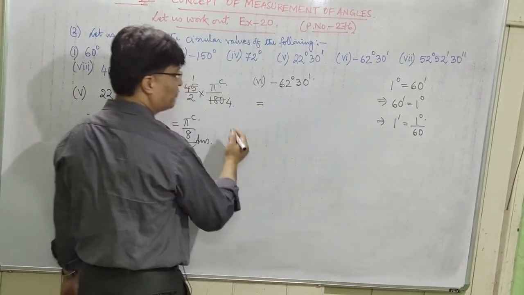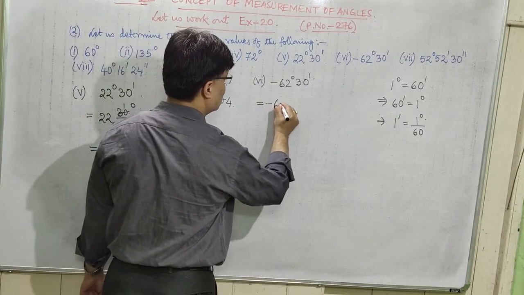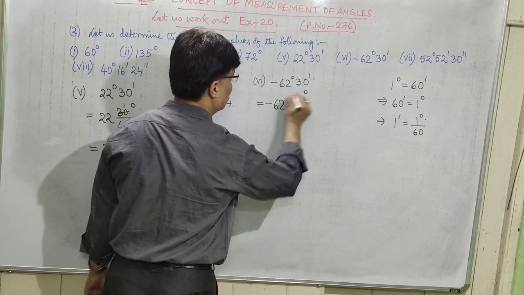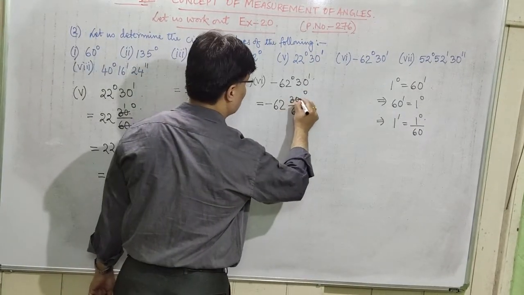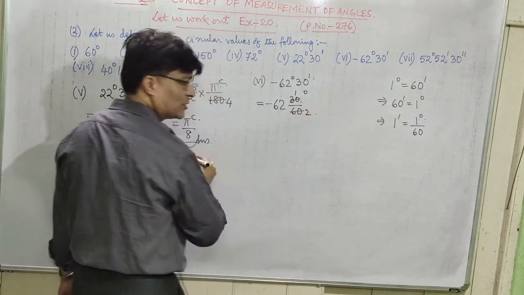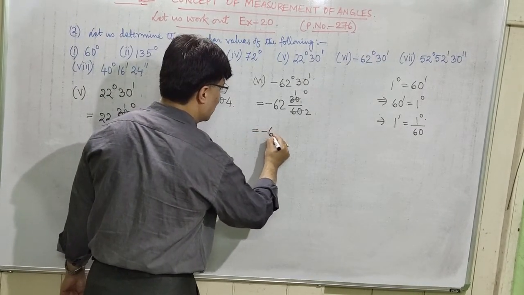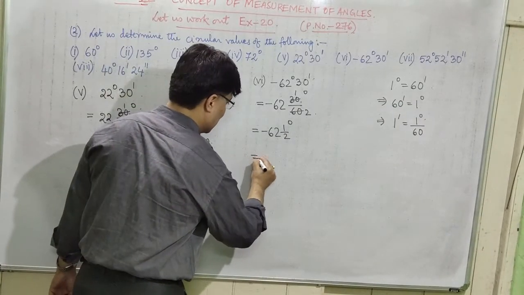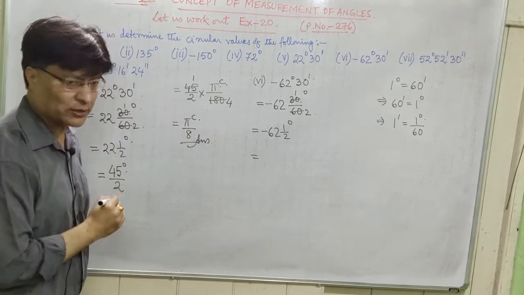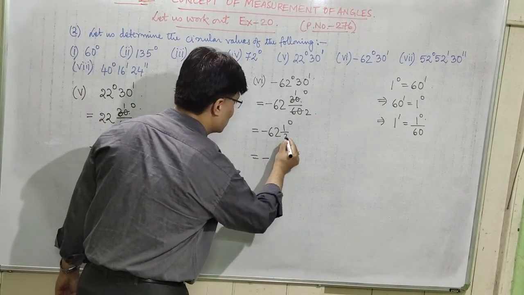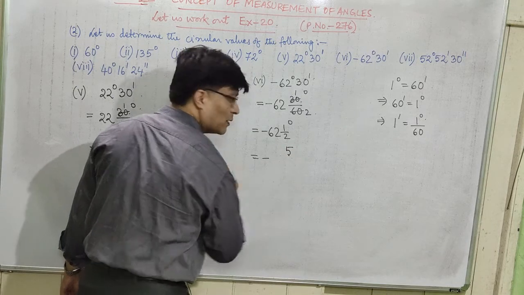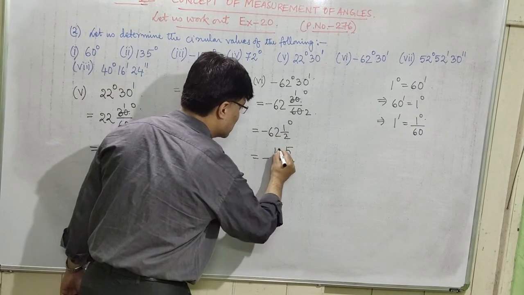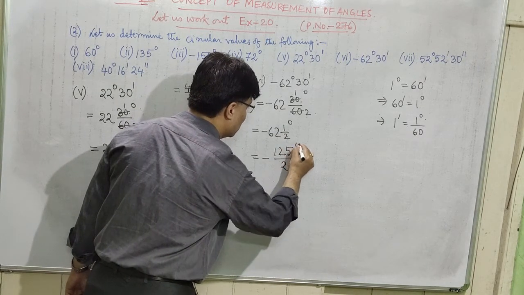So this is the method. Okay, so minus 62, 30 divided by 60 degree. 31s are 30, 32s are 60. So which is equal to minus 62 and a half degree. So let us convert this mixed fraction into an improper fraction, right? So this is minus sign, 2 2s are 4 plus 1 is 5, 2 6s are 12, divided by 2 degree.